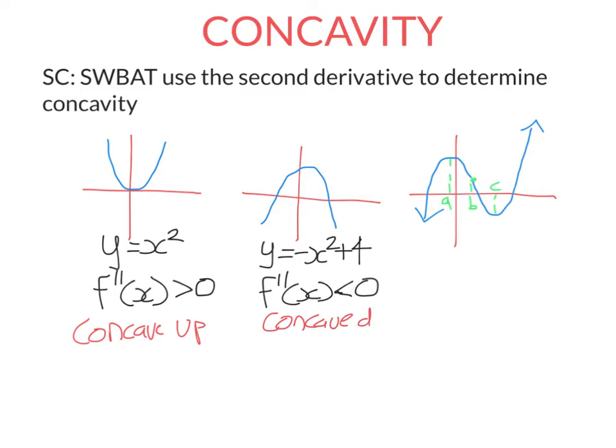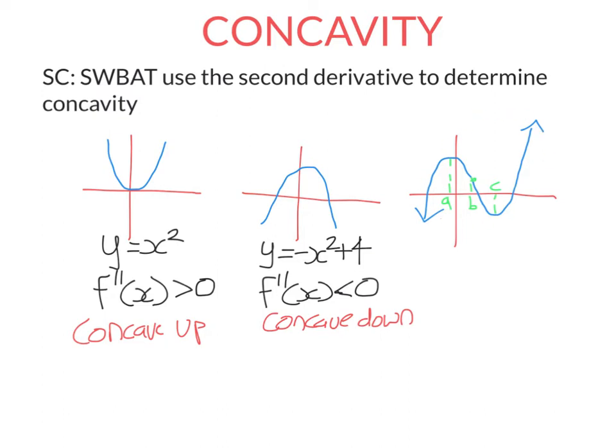The way you can remember it: smiley face, concave up. You smile when you're up, and you frown when you're down. So smiley face up is positive, a frowny face when you're down is negative. So that's how you can remember differences in concavity. But the truth is, a lot of functions aren't this simple. Some functions are concave up sometimes and concave down at other times.